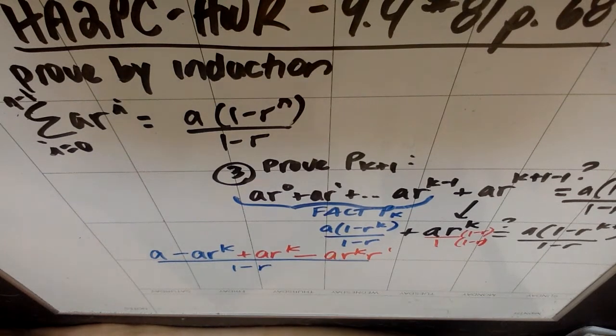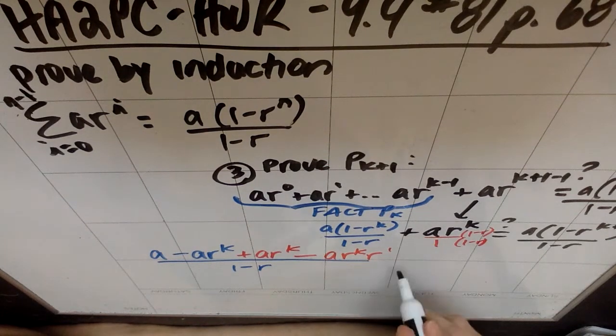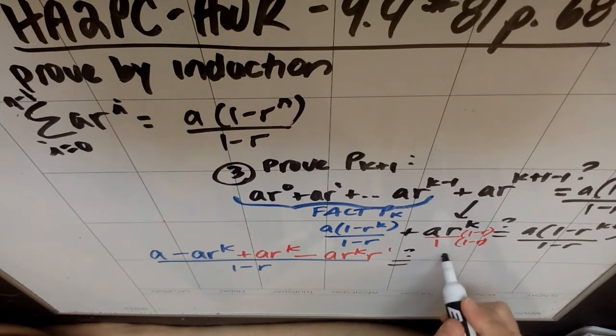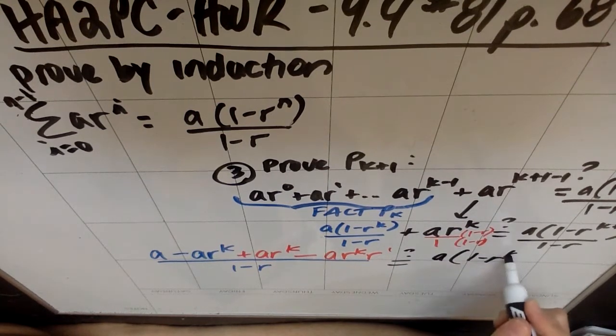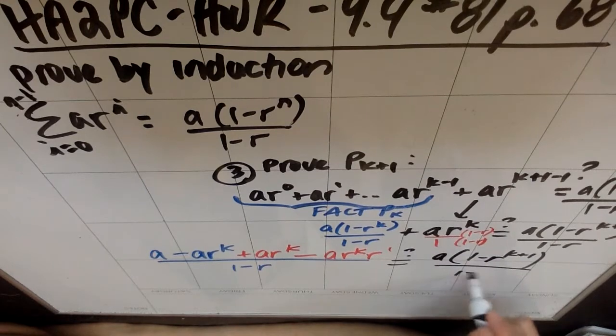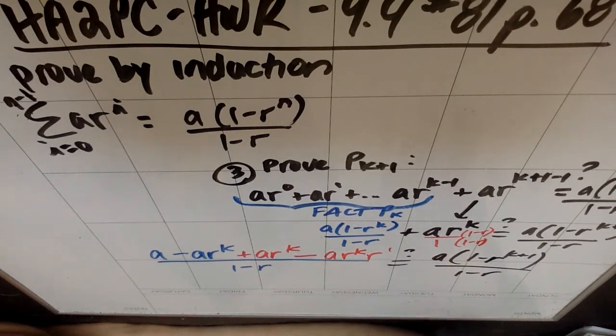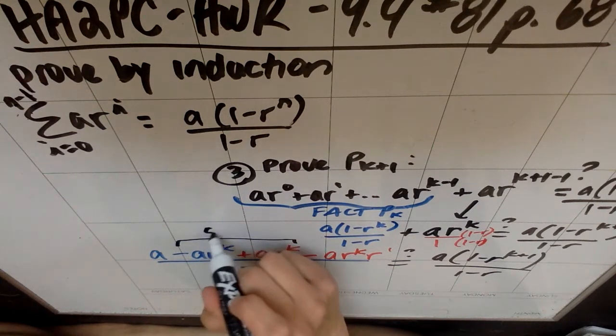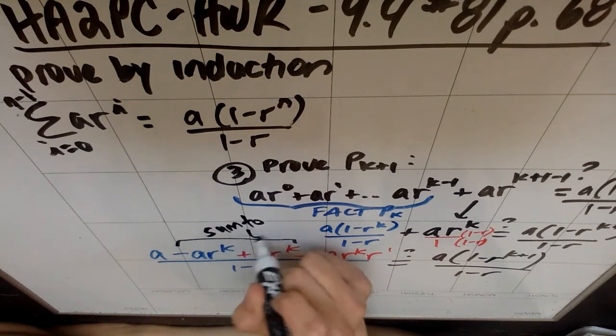Now remember, my other side, my right-hand side that I'm trying to make this equal to, has an a times 1 minus r to the k plus 1 all over 1 minus r. So I'm already good with this 1 minus r. My job is just to simplify the top so it looks like this. Well, the negative a times r to the k and the positive a times r to the k sum to 0, right?